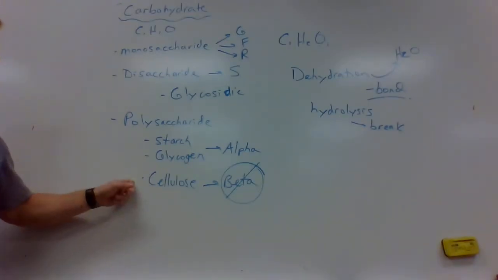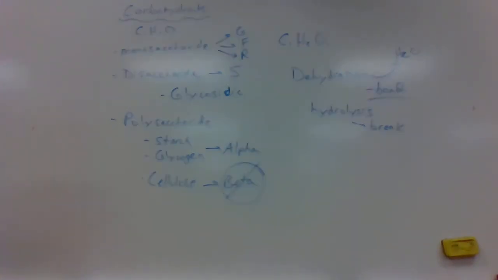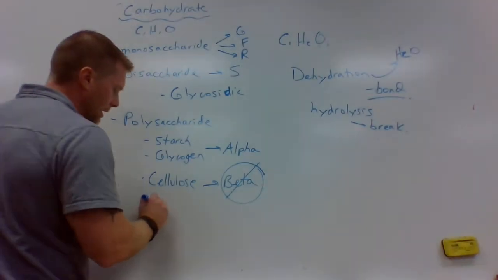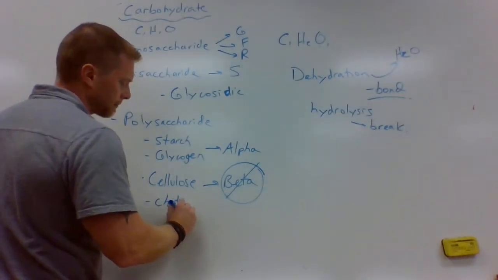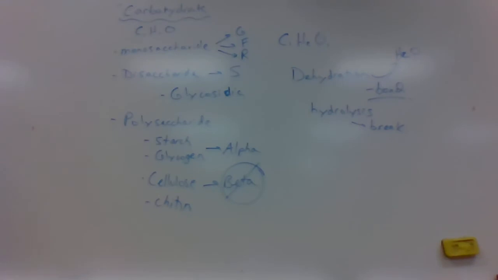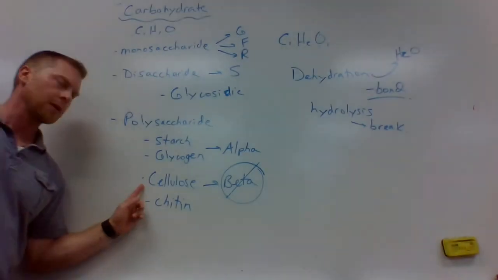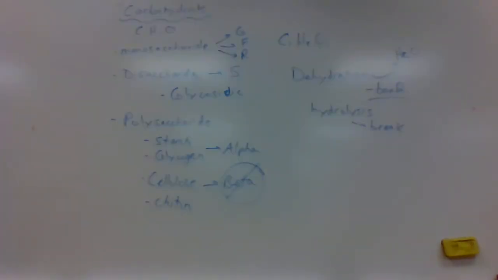All right. The last polysaccharide that we talked about is called chitin. And chitin is kind of a modified polysaccharide. It's structural, right? It's found in fungi. It's also found in insects, right? They use chitin as a structural component, right? Plants use cellulose as a structural component.